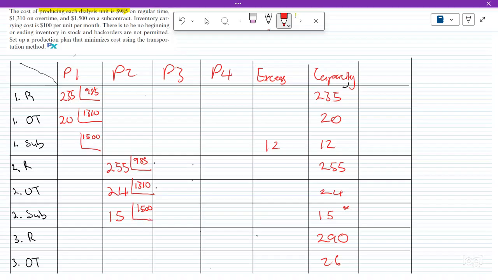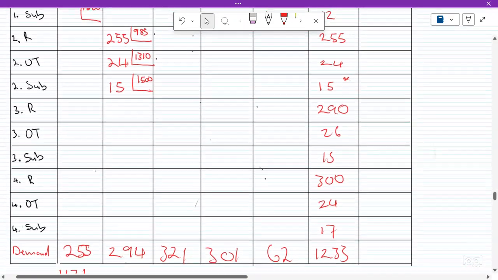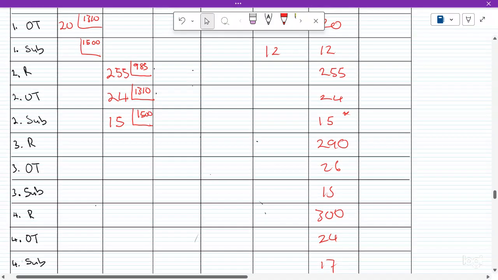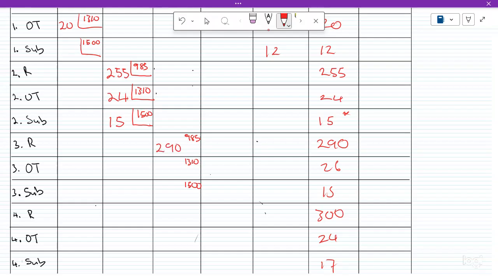There's that 15. I got the 15. So now I move right along. Now I need 321. I have a 290 there. I need to start afresh. 985, 1310 and 1500. So 290 as a whole number there, right?